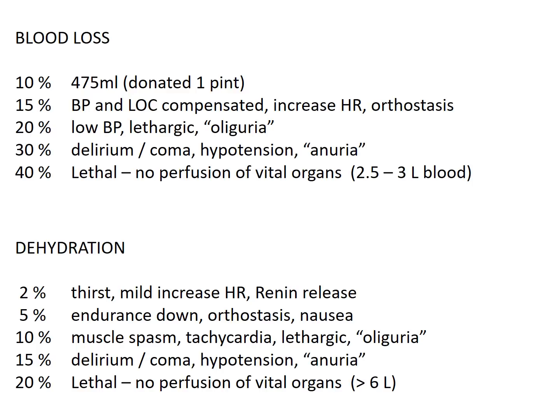No perfusion of vital organs. You can see that's somewhere between 2.5 to 3 liters of blood. Once we get to 20% dehydration, you can see that that's also lethal. No perfusion of organs begins to happen in an adult if they have lost over 6 liters of fluid. So be able to quantitate clinical symptoms to blood loss or dehydration based on the percent scales that I'm showing in this graph.